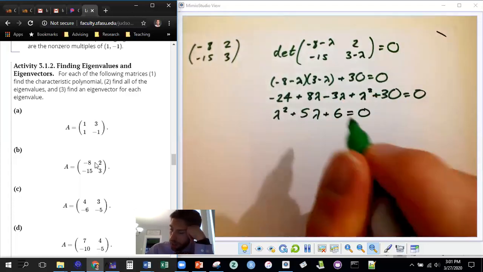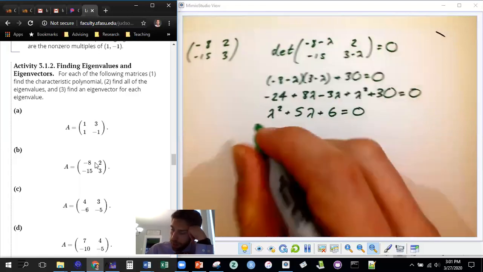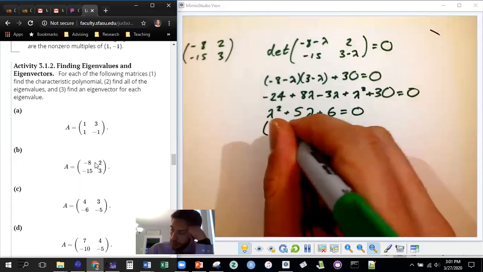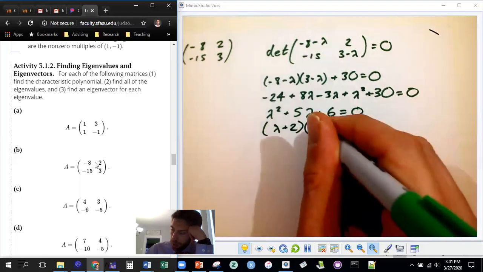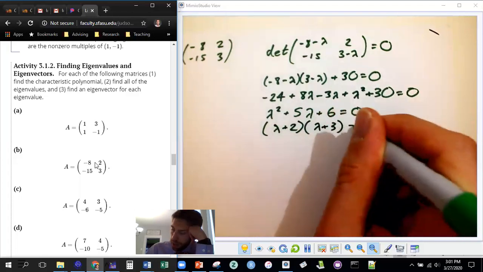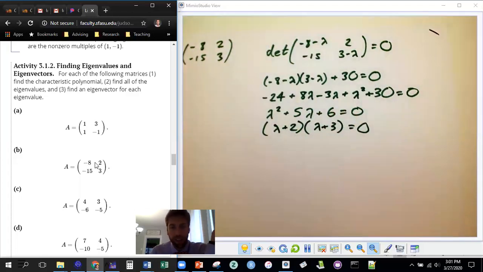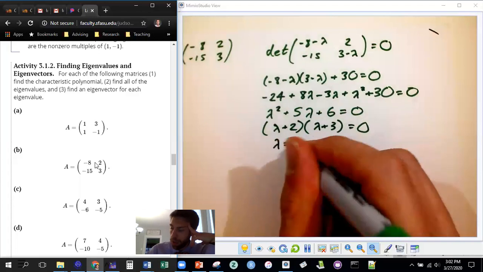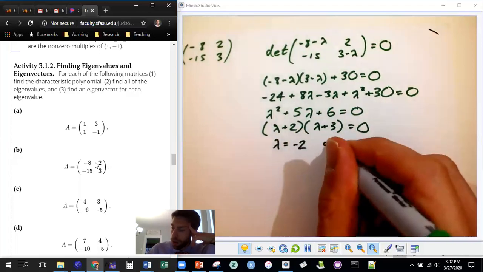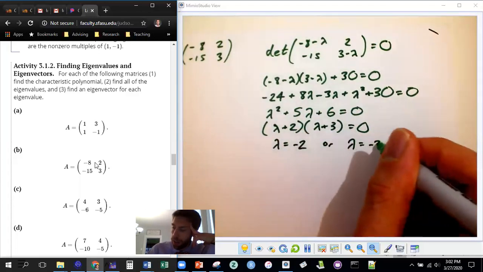So let's factor it. What are two factors of 6 that add up to 5? Well, (lambda plus 2) times (lambda plus 3) equals 0. Isn't that great? We happen to get one that factored well. That won't always be the case. Sometimes you'll have to use the quadratic formula and such. Okay, so what does this mean? Lambda equals -2, or lambda equals -3.